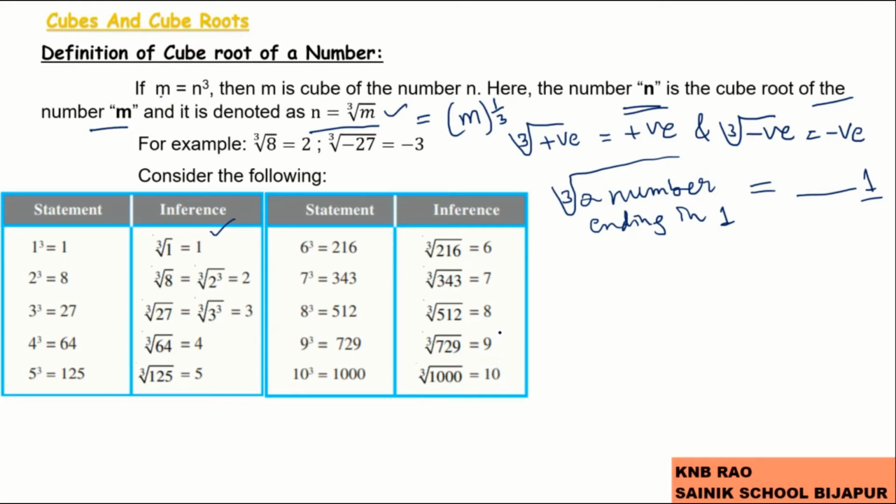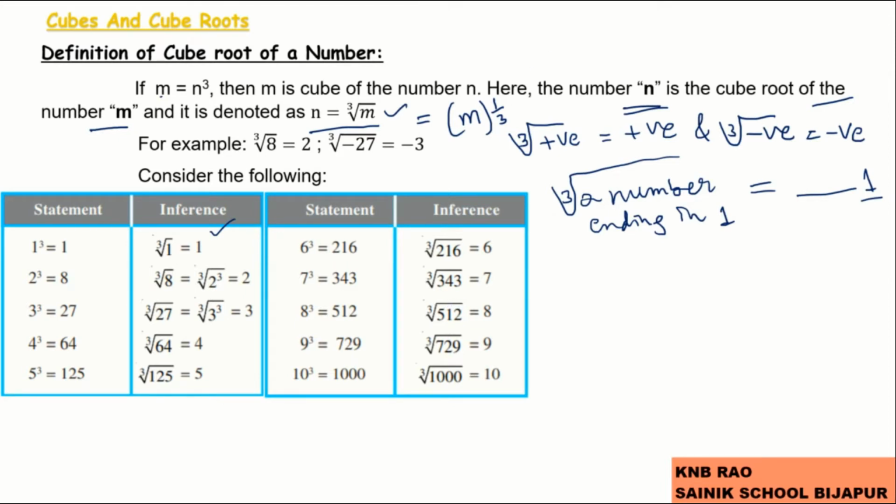Next, the cube root of a number ending in 8 ends in 2, and the cube root of a number ending in 2 ends in 8. It's vice versa. The cube root of a number ending in 7 ends in 3, and the cube root of a number ending in 3 ends in 7. Since you have already learned these rules for the cube of a number, we will use the same rules while estimating the cube root of a number. So the estimating method will have this knowledge as important.